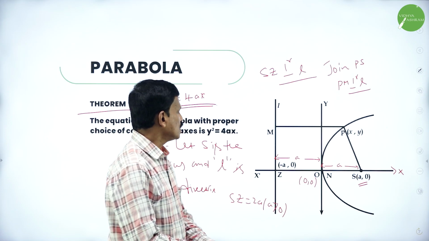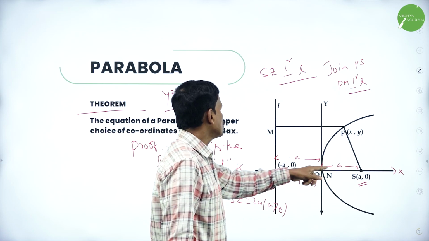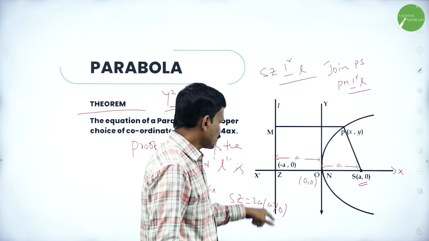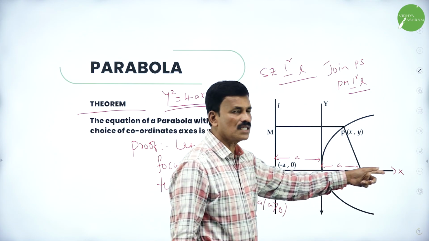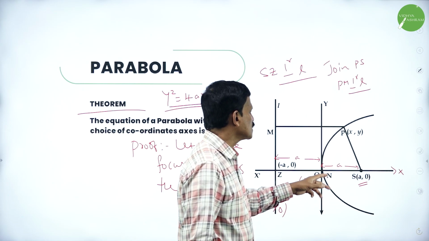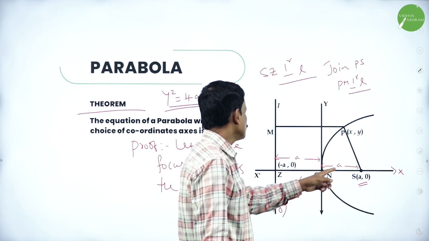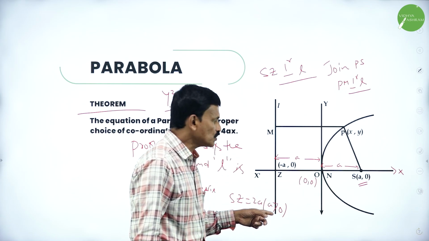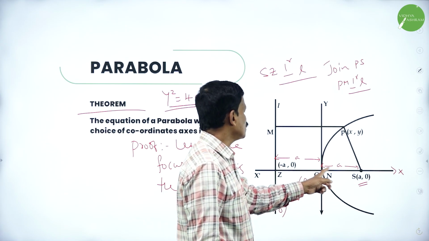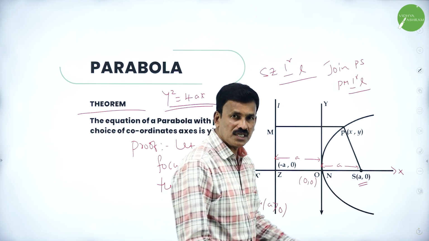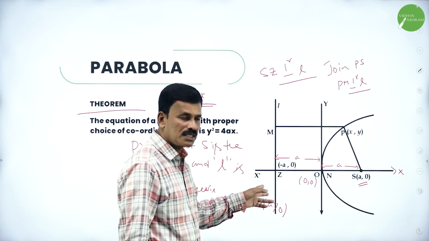This is the construction. Let S be the focus and L the directrix. SZ is drawn perpendicular to the directrix L. Now produce OS as the x-axis and OY as the y-axis. Since O is the midpoint of SZ, the distance SZ is equal to 2a, where a is positive. So OS is equal to a and OZ is also equal to a. Therefore, the coordinates of the focus S are (a, 0) and the coordinates of Z are (minus a, 0).